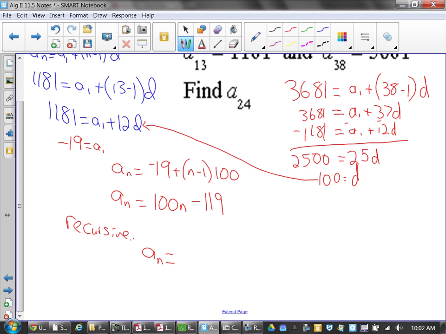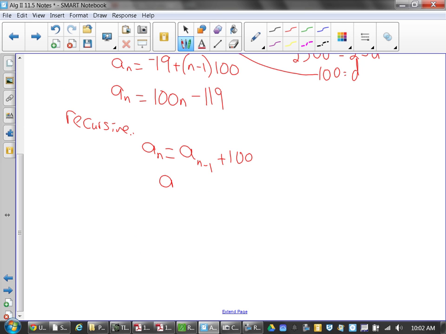Plus 100. So the recursive rule is a sub n equals, what is that going to have to equal? A sub n minus 1. And then what do I do to that? Plus 100. And what's your first term? Negative 19. And that's how you write out recursive. See how easy it is how they interrelate to one another? All you're doing with the recursive rule for arithmetic is tacking on your differences and writing down what your first term is.